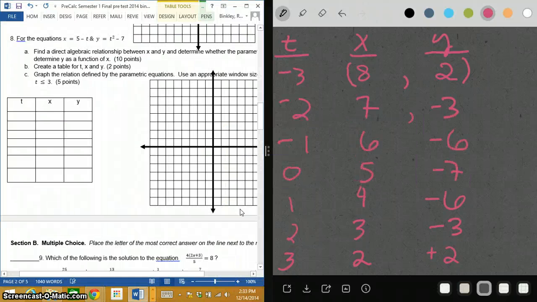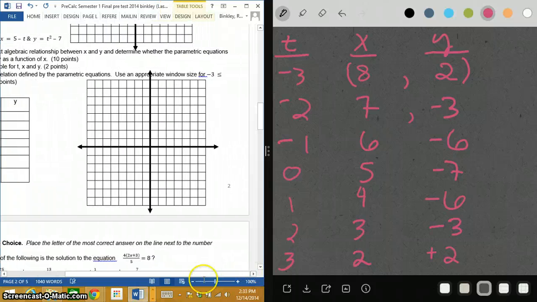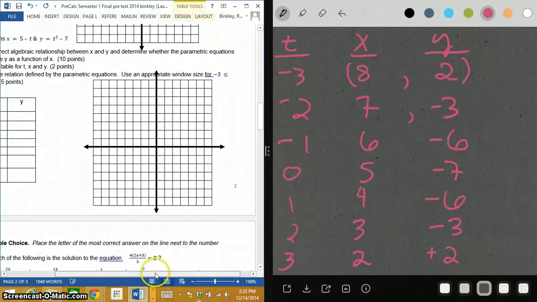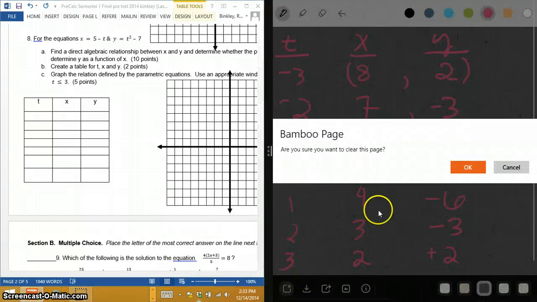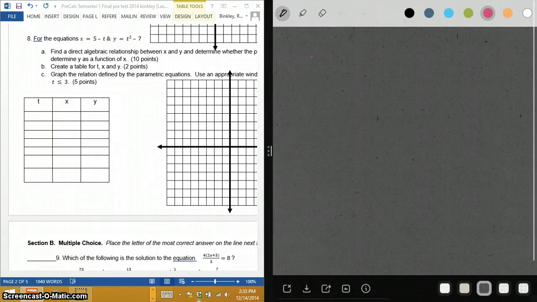What's the rest of this question asking us to do? Let's see. Parametric equation as a function of x. Okay, so find a direct relationship. Well, that's fairly easy. I'm going to come over here and clear this off, and rewrite that x equals 5 minus t and y equals t squared minus 7. Let's solve this for t.